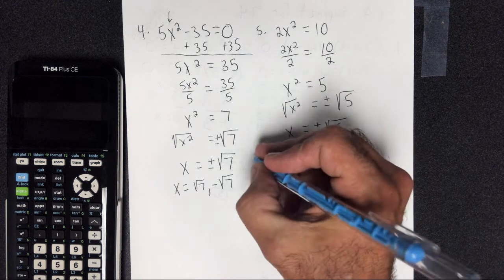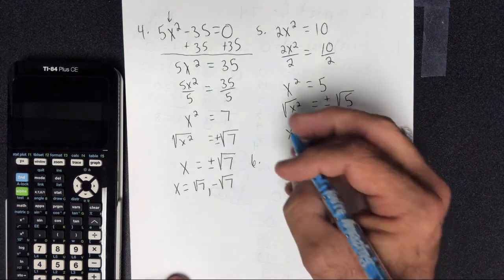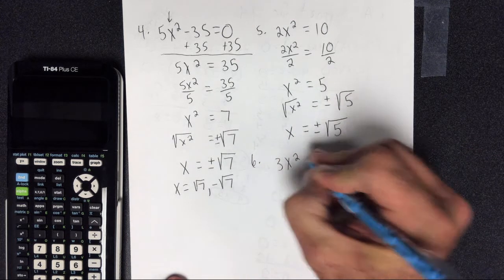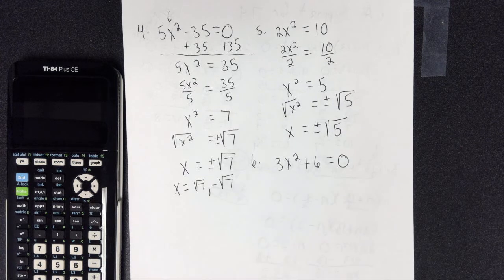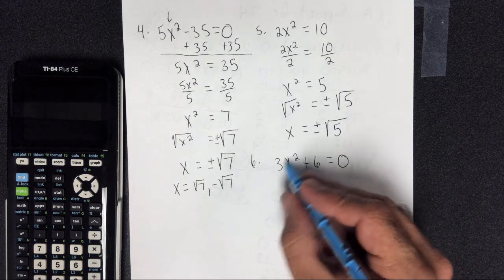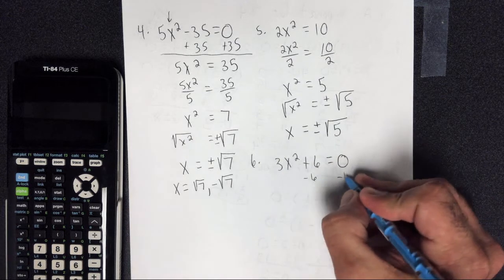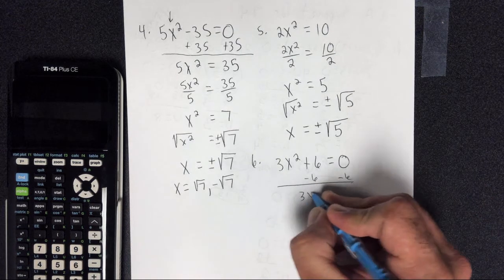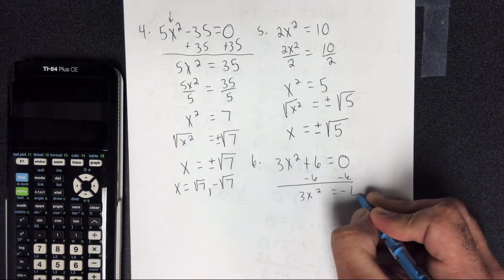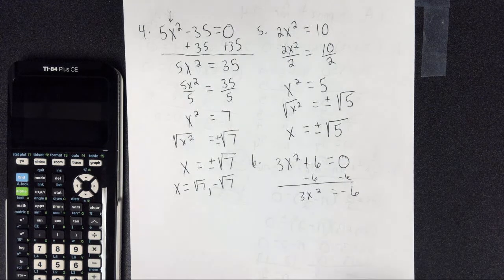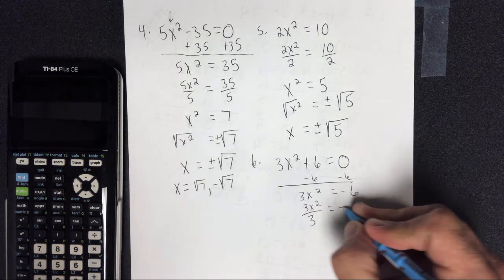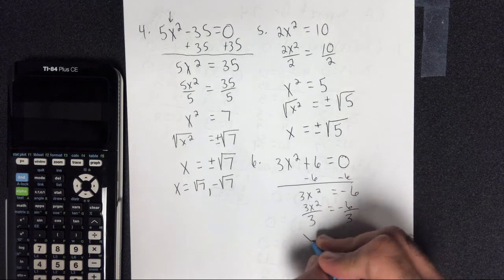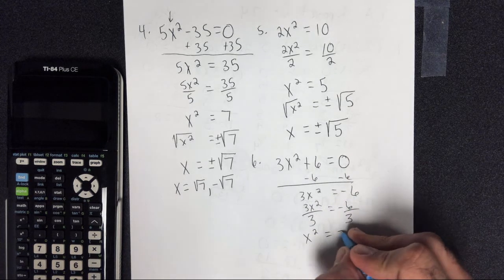Alright, I'm going to fit 6 right here. 3x squared plus 6 equals 0. Alright, so let's see. We want to get the x squared by itself, so we subtract 6. So 3x squared equals a negative 6. Then let's divide by 3. So y'all, I get x squared equals a negative 2.